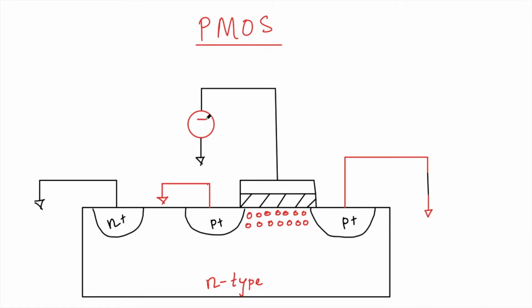We need to apply a negative voltage here. So whatever the VG voltage that I will be applying, it has to be negative. Then only the holes will get attracted. So this type of transistor is called a PMOS device.